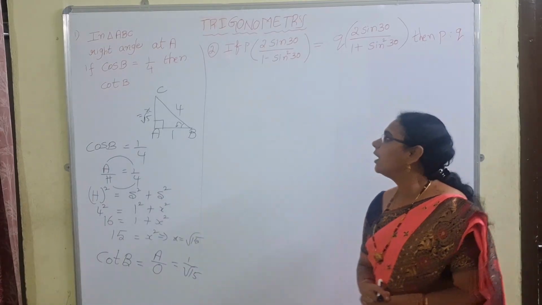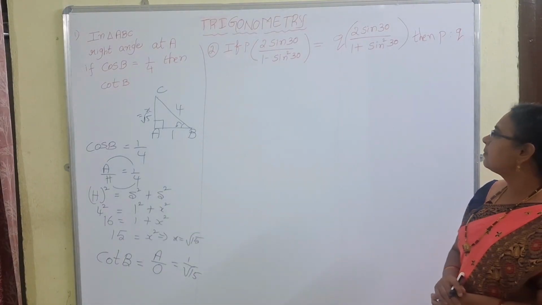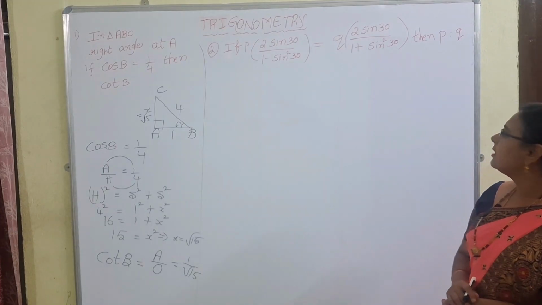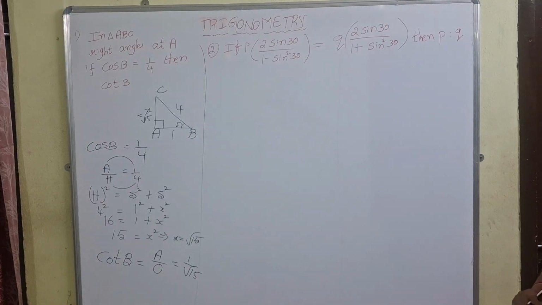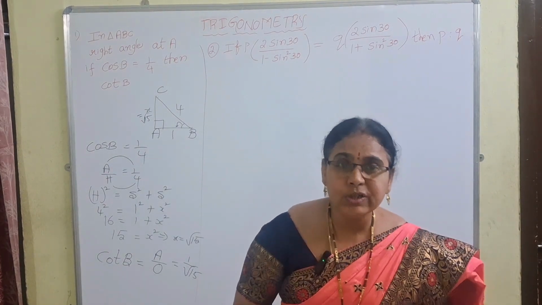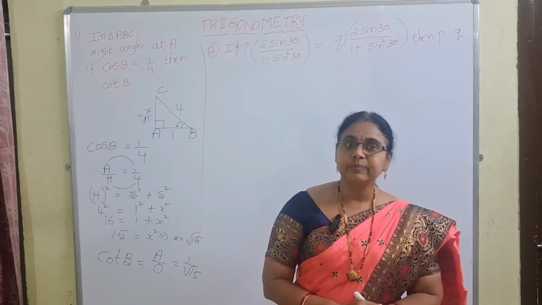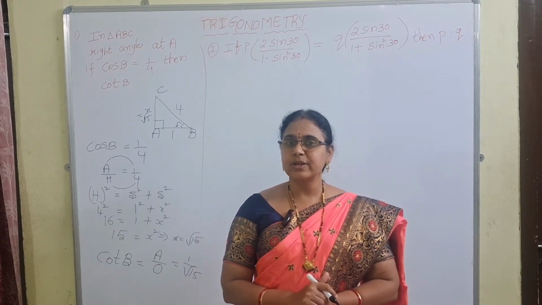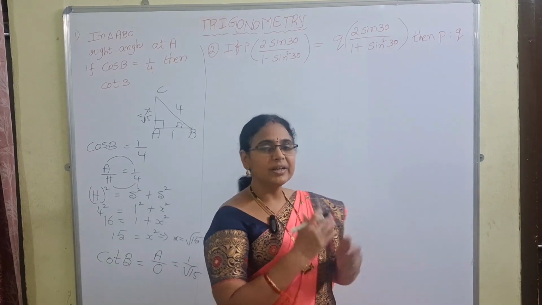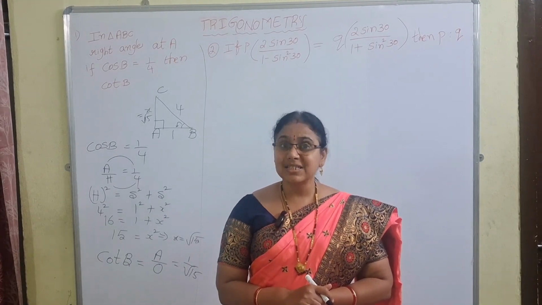Yeah, we'll see the next question. If P into 2 sine 30 by 1 minus sine square 30 is equal to Q into 2 sine 30 by 1 plus sine square 30. Already you learned these values in the trigonometric table. In the second video of trigonometry, I already explained how easy the table is. Without fail, check it for remembering all these values. You'll understand how easy it is.